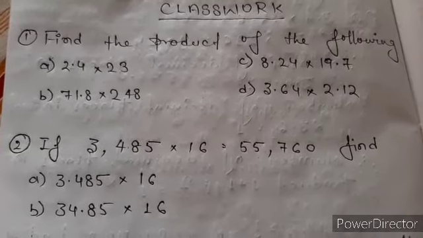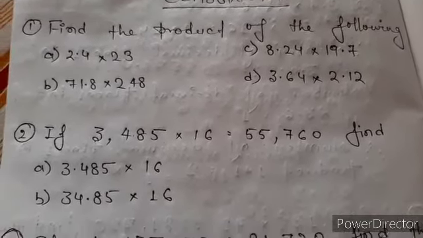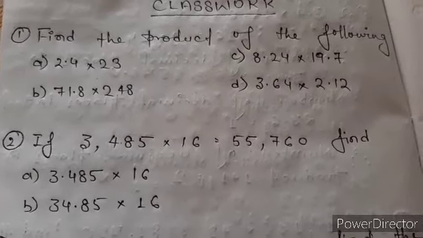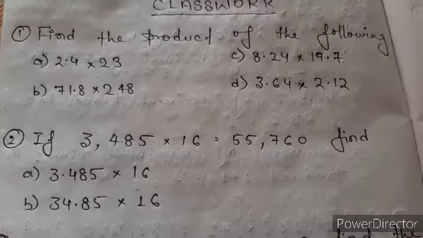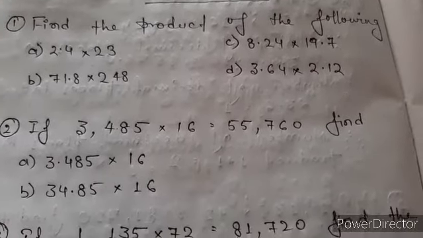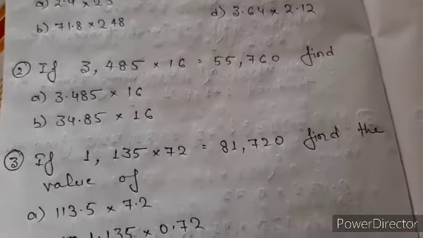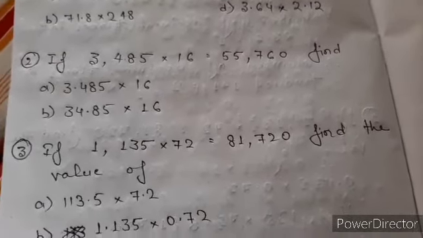Question number 2. If 3,485 into 16 is equal to 55,760, find in A 0.3485 into 16, B 34.85 into 16.